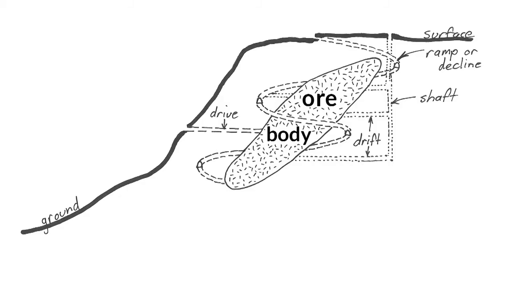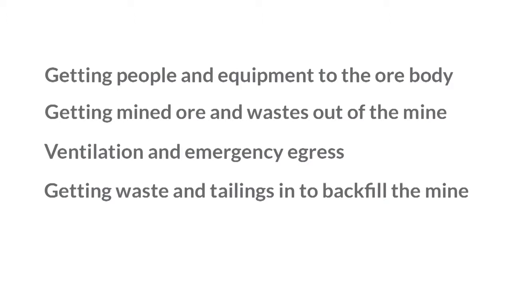Before an underground deposit can be mined, it must be accessed. Access to an underground ore body is achieved through a combination of shafts, which are vertical tunnels, drifts and drives, which are horizontal tunnels, and declines and ramps, which are inclined tunnels. Access provides for getting people and equipment to the ore body, getting mined ore and waste out of the mine, ventilation and emergency egress, and getting waste and tailings in to backfill the mine.